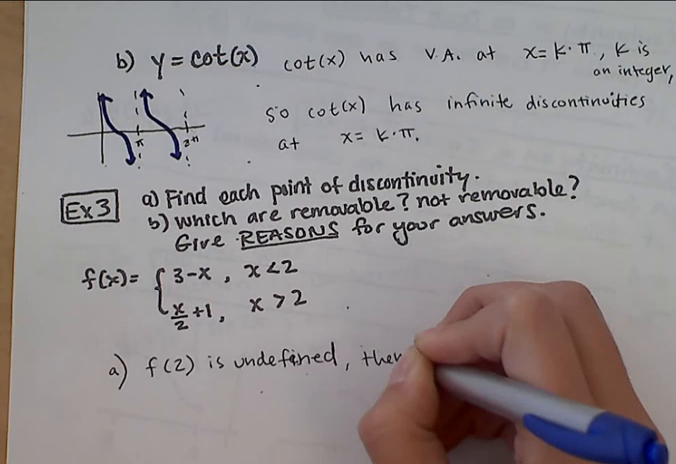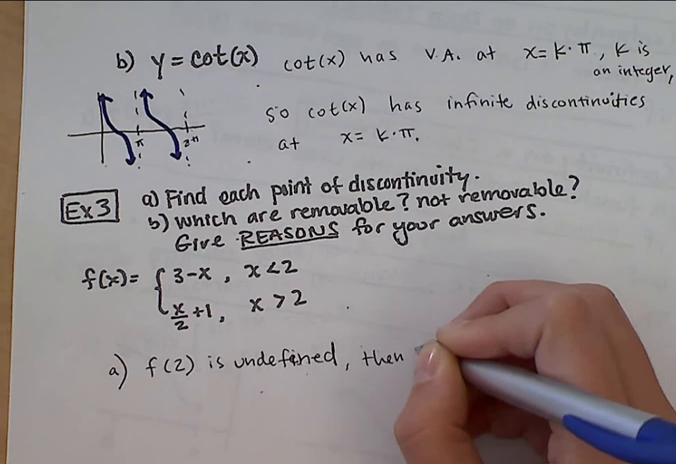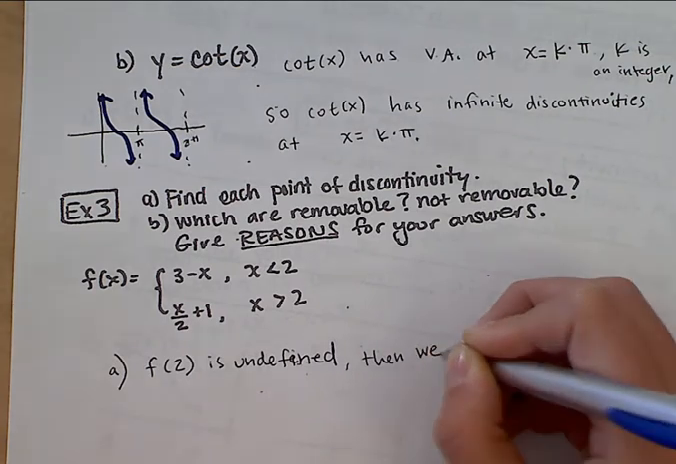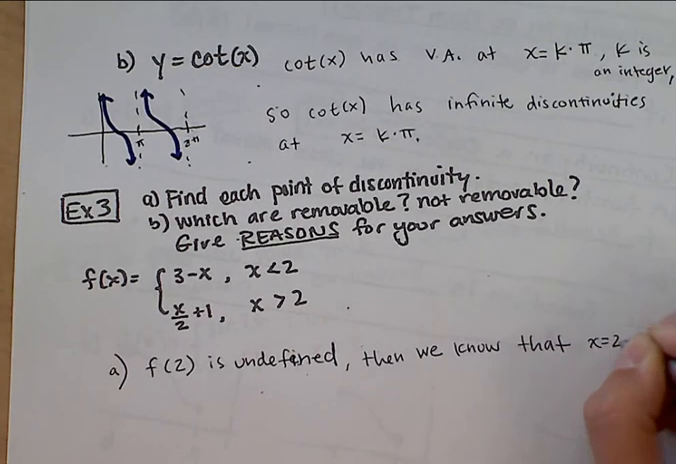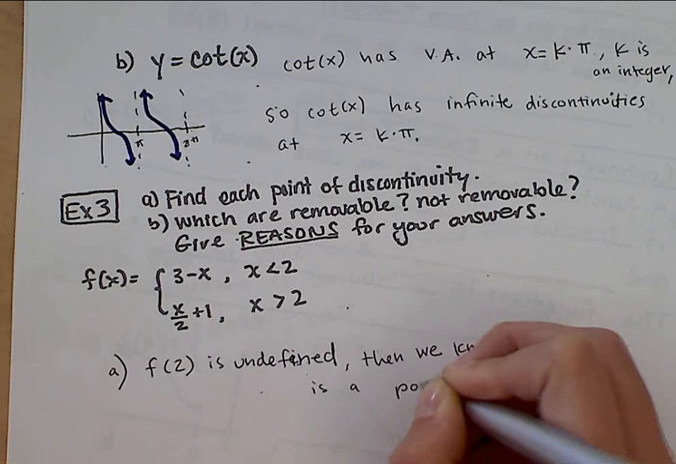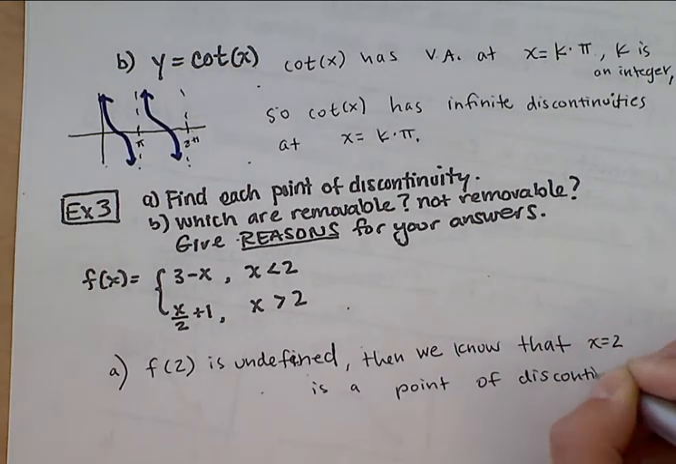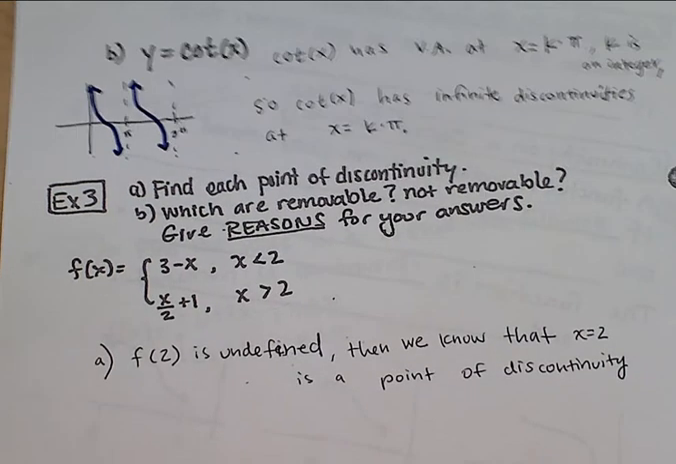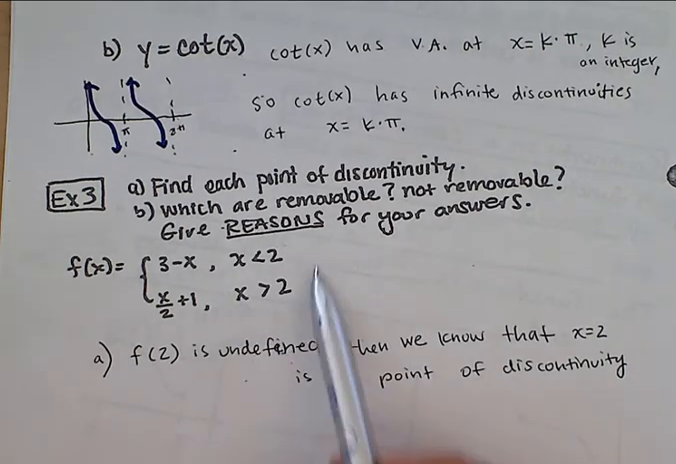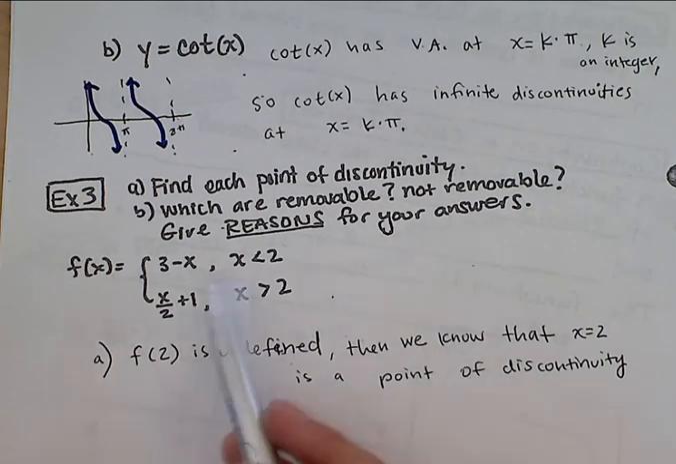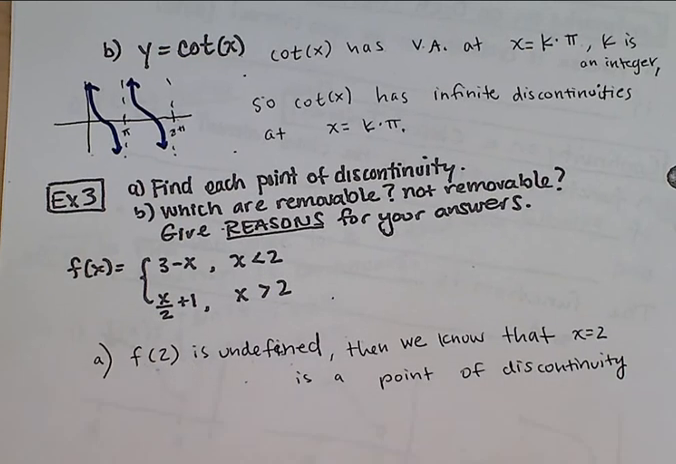then we know that x equals 2 is a point of discontinuity. Okay, so since f of 2 is undefined, because we're never told what happens when x equals 2. There is no value for when x is equal to 2. So this is a point of discontinuity.